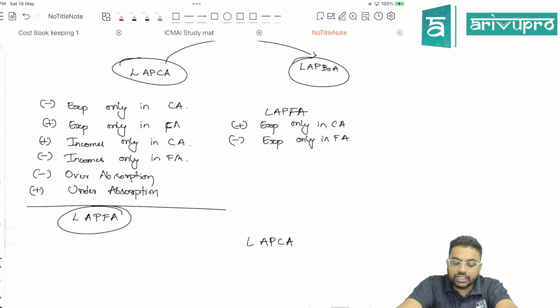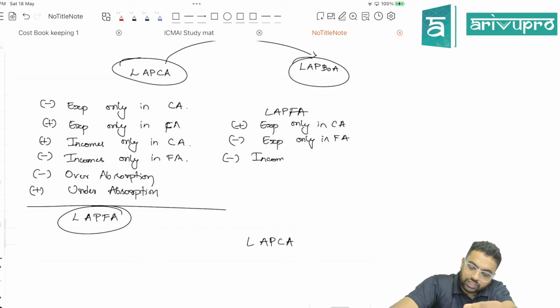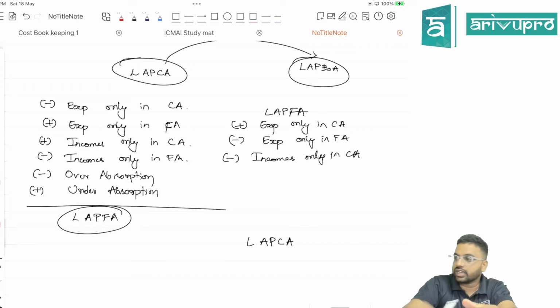Okay. Income only in cost account, sir. If income is only in the cost account, the financial account loss stays as it is. But in the cost account, loss gets decreased, because there is some income recorded only in cost account. So what you should do to the financial loss, sir? Decrease it. That is, minus incomes only in cost accounts.